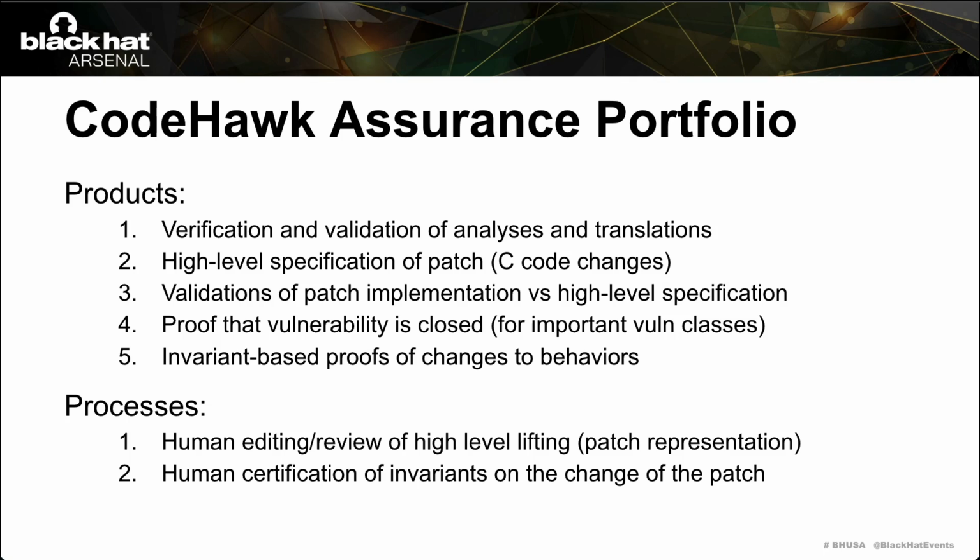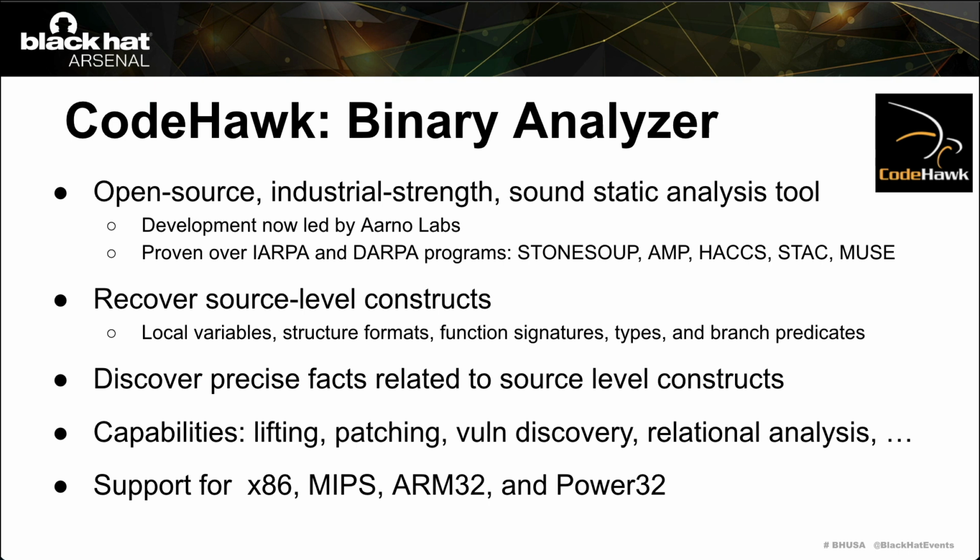And then we can build invariant-based proofs of changes to the behaviors, which we've done for various protocols and state machines over the AMP program. And then we have processes. We have human editing and review of the high-level lifting, which is the patch representation. And we have a human certification of invariance on the change of the patch, which we'll go through in our demo a bit. So the secret weapon here is the CodeHawk Binary Analyzer.